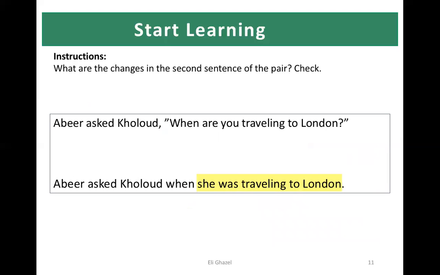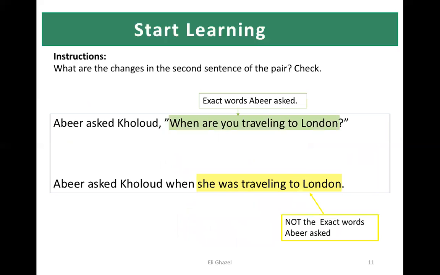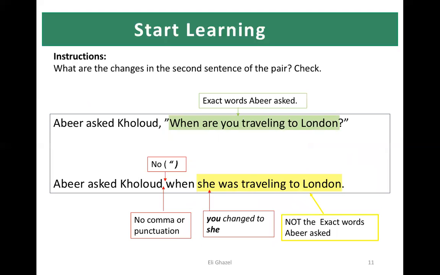Abir asked Khulud, when are you traveling to London? And again, we notice the exact words are, when are you traveling to London? And not the exact words, when she was traveling to London. And we notice no comma or punctuation. We notice no quotation marks. We notice now that the "you" has been changed to "she," and that the "are" has been changed to "was." This is what the students should be doing, noticing the differences.